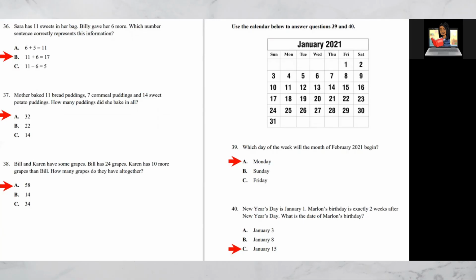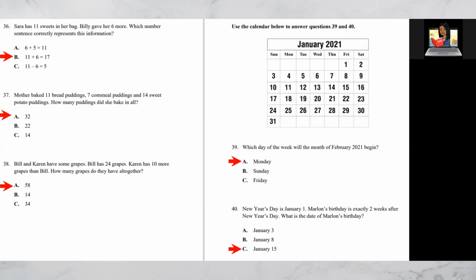Number 38, Bill and Karen have some grapes. Bill has 24 grapes. Karen has 10 more grapes than Bill. How many grapes do they have all together? So you have to do some adding again, children. All right? So 10 plus 24 is 34. All right? And then now you have to add your 24 that Bill has to the 34 that Karen has. And then you will get 58.